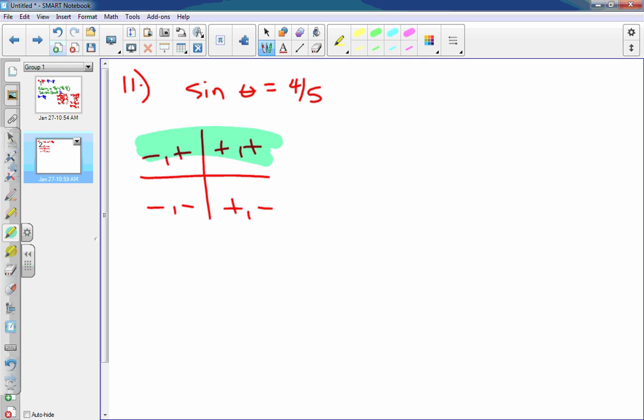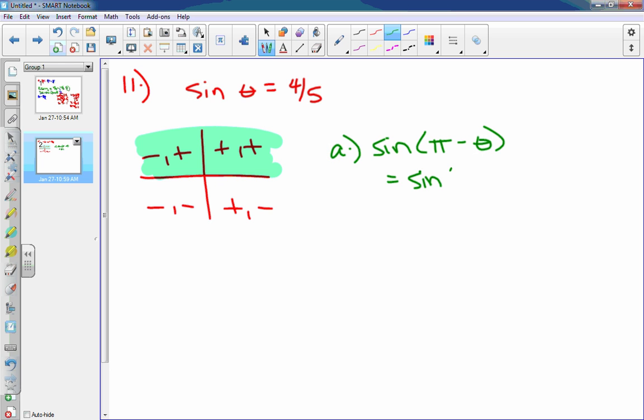The sine value is positive in quadrant 1 or in quadrant 2. Would you all agree with me with that? Yes or no? Okay. Well, letter A says the sine of pi minus theta, which is equivalent to the sine of negative theta plus pi. Agree with me? Would you agree with me on that?